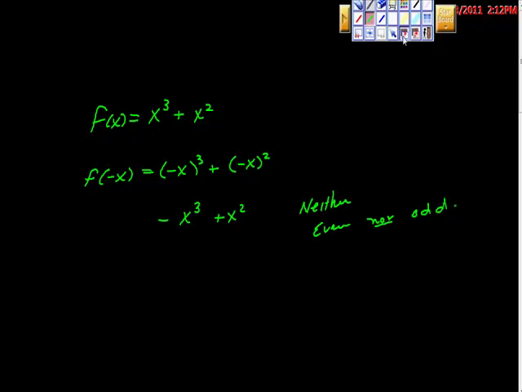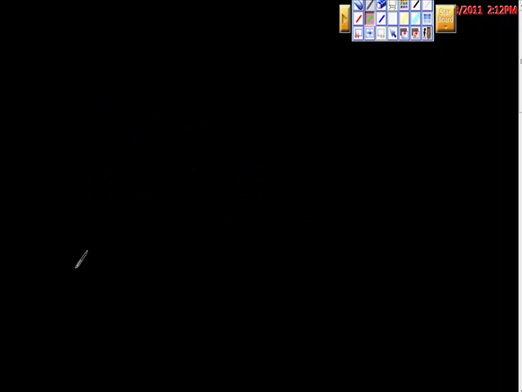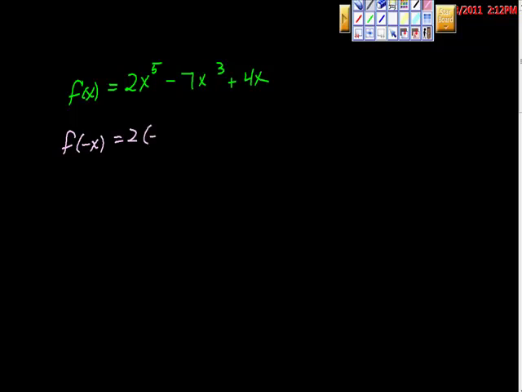Let's take one more really quick. Hopefully you're still with me. Let's find one that is odd. How about this one? Let f of x equal 2x to the fifth minus 7x cubed plus 4x. Same thing we did last time. We're going to take f of opposite x, which is equal to 2 times opposite x to the fifth minus 7 opposite x cubed plus 4 times opposite x, right?